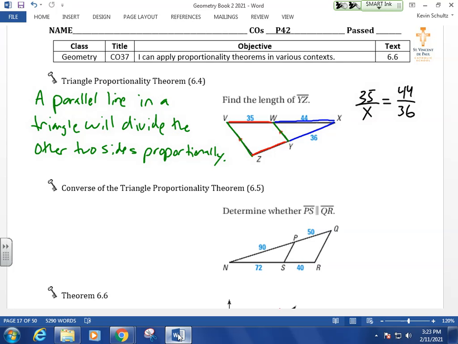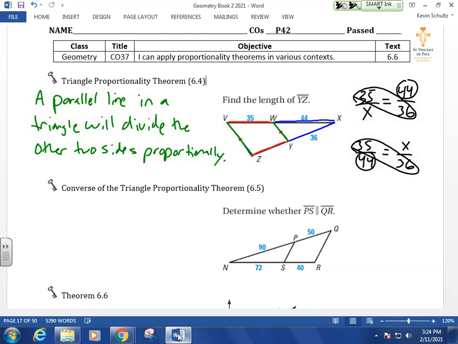Of course, that's not the only proportion we could set up. We could also go straight across. We could say 35 is to 44 as X is to 36, right? And the reason why both of those proportions work is because we're using cross products to solve this, and the position of our numbers is going to be the same thing. In each of these, we'll be multiplying 35 by 36 and then dividing by 44 in order to solve for X.